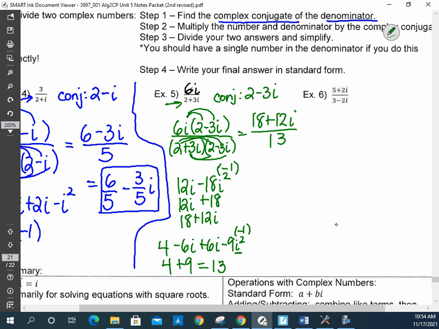So once again, if you do it correctly, the bottom should drop out. You should have a whole number back, positive or negative, doesn't matter. So the last thing is just to divide. 18 divided by 13 is 18 over 13. No decimals here. Leave it as a fraction. Plus 12 over 13i.